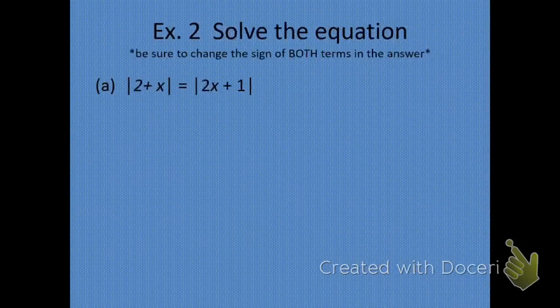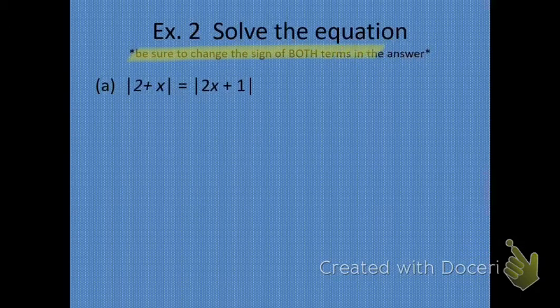Last one. Now, what do we do when there's an absolute value bar on both sides of the equation? We do exactly what we've been doing. Here's the only thing you want to be careful of. Be sure to change the sign of both terms in the answer. So remember, for the second equation, we have to drop the bars and we have to change the sign of the answer. We just have to make sure we change the sign of both terms, or all the terms, in the answer. So what's the first equation going to be?